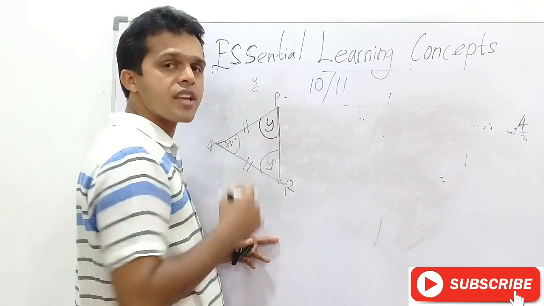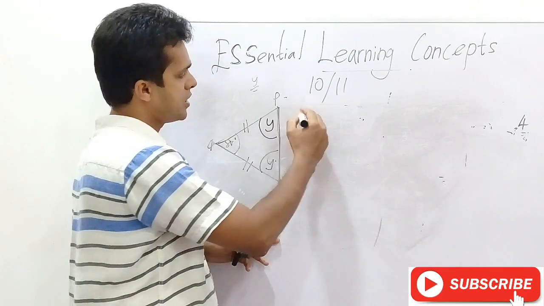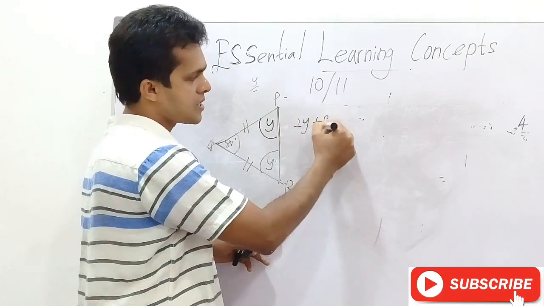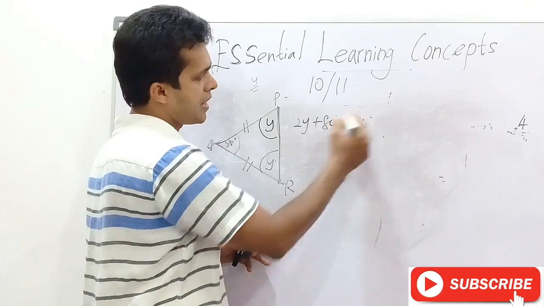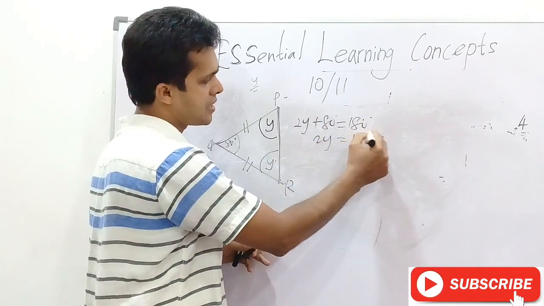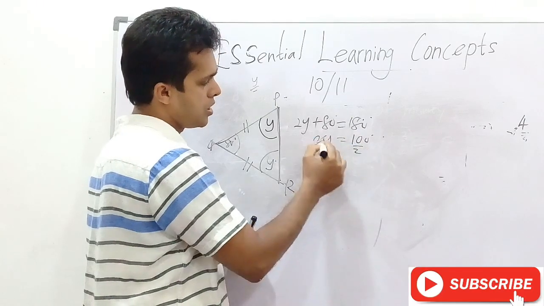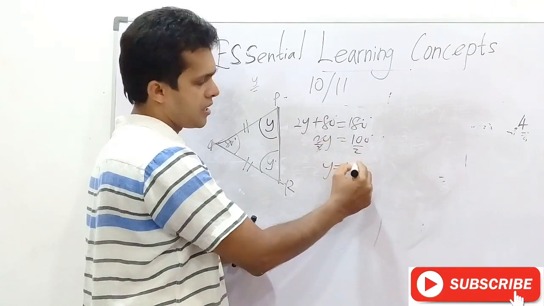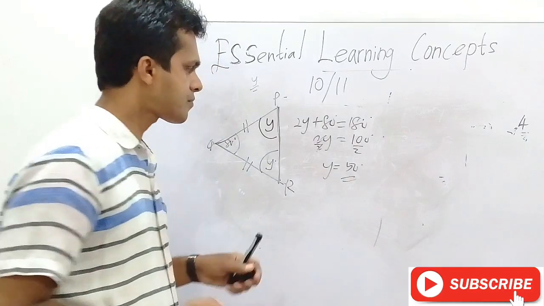Now let's find the value of y. y plus y, 2y. 2y plus 80 degrees equals 180 degrees. 2y equals 180 degrees minus 80 degrees, 100 degrees, divided by 2. The value of y equals 50 degrees.